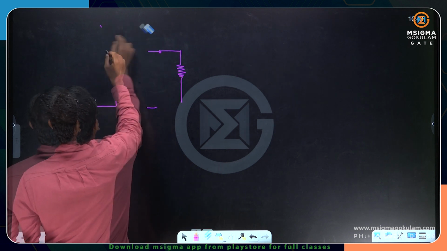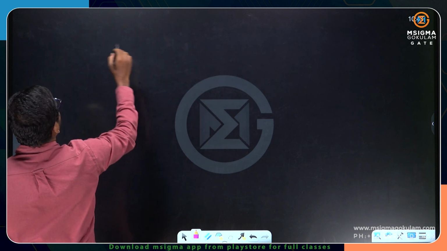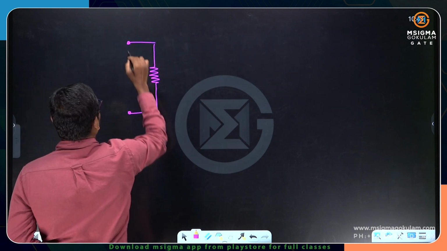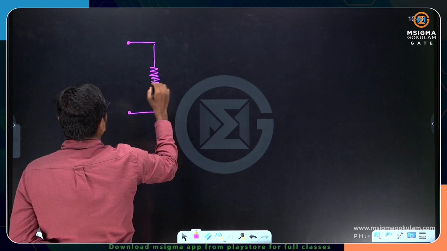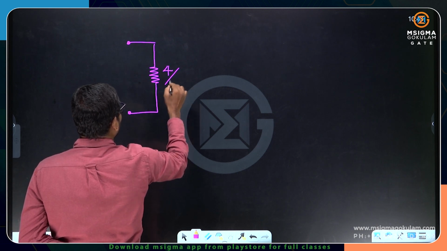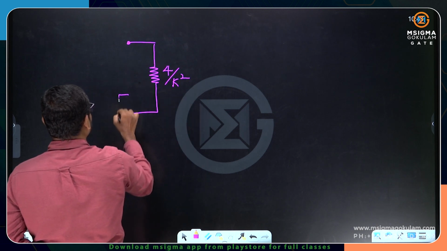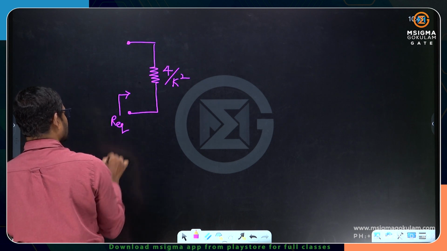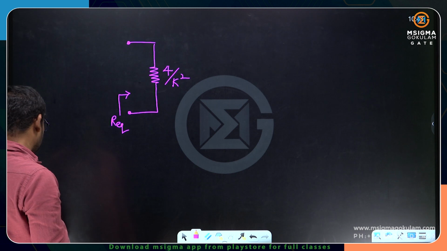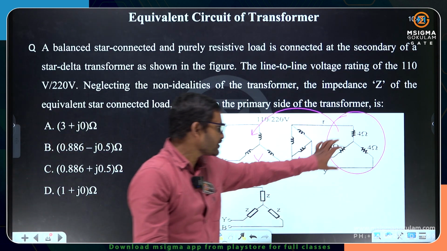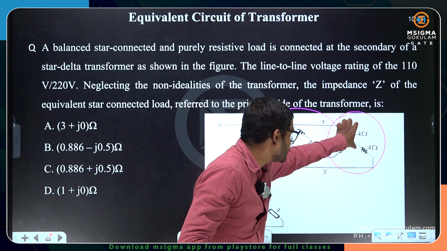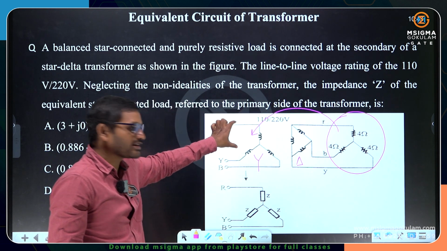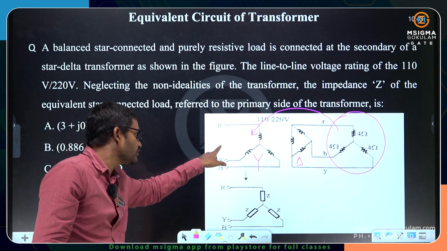Directly I will transfer. If the secondary is transferred onto the primary side, it is per phase value 4 by k square simply. This is the equivalent resistance or equivalent impedance referred to the primary side. I want to transfer only the per phase quantity. So 4 ohms per phase quantity I want to transfer onto the primary side. So on the primary side, the phase equivalent, only per phase.